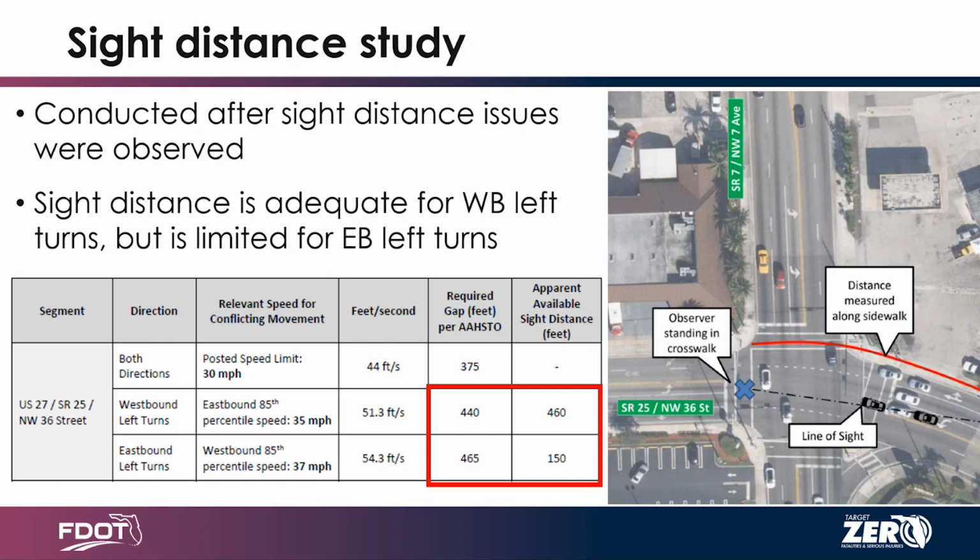Similarly, for the eastbound left turn, it was noted that there appear to be some sight distance issues. So they took measurements for both the westbound and eastbound left turns. No issues with the westbound left turn for sight distance, but for the eastbound left turn, the available sight distance was only 150 feet, while the required is 465. So noting that there is an issue there, and it could be a cause for crashes that are occurring at the intersection.